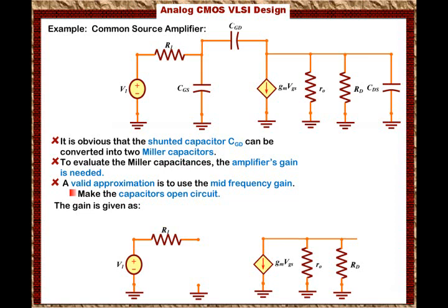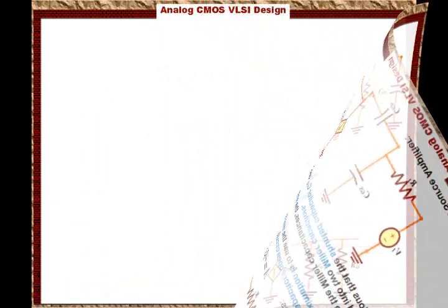Once we draw the intermediate frequency equivalent circuit, we can evaluate the gain of this amplifier. We know the gain of the amplifier A is equal to minus gm times RD in parallel with RO. Now we evaluate C1 and C2, which are the Miller capacitances at the input and output.